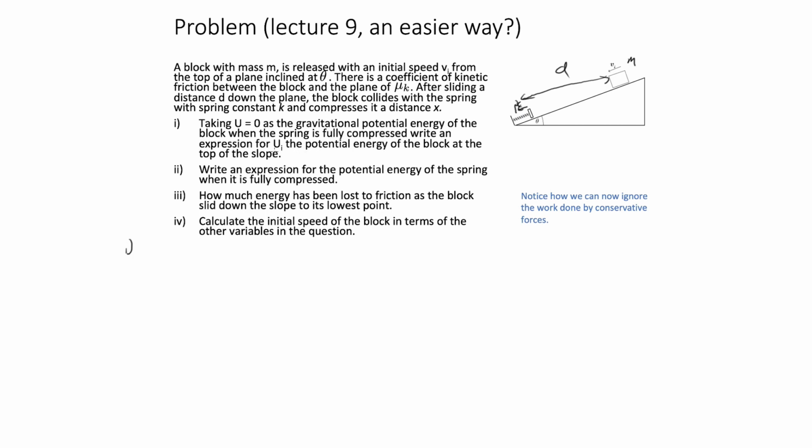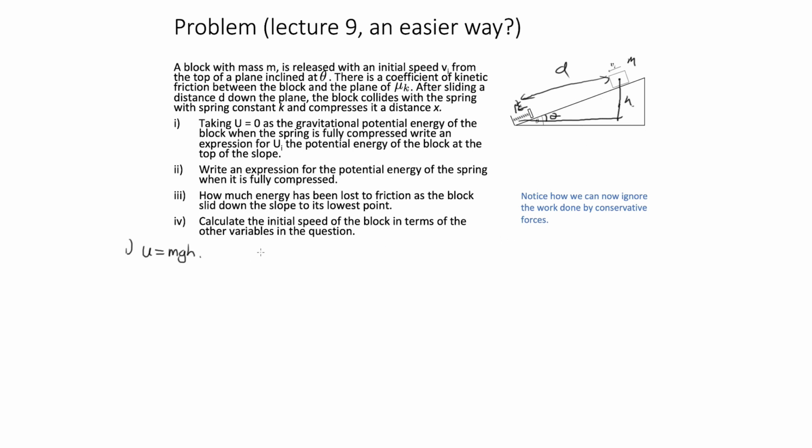Write an expression for U initial, the potential energy of the block at the top of the slope. Okay, so we know that the potential energy is given by mgh. So all we need to do is work out how high the block is at the top of the slope. So we want the distance between there and here. So this is h, and this angle in here is theta, and it's slid down the distance x plus d.